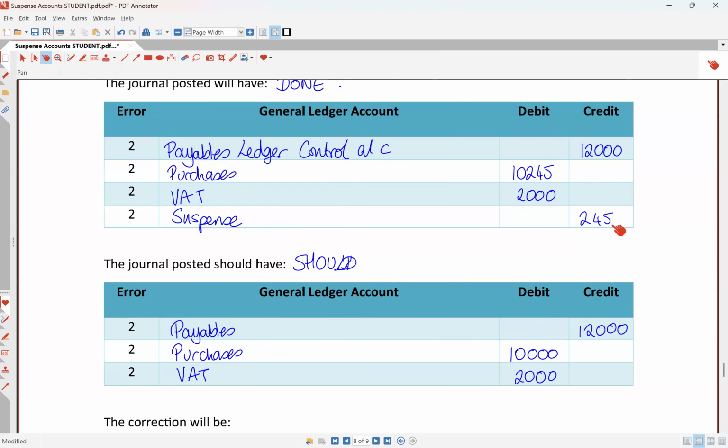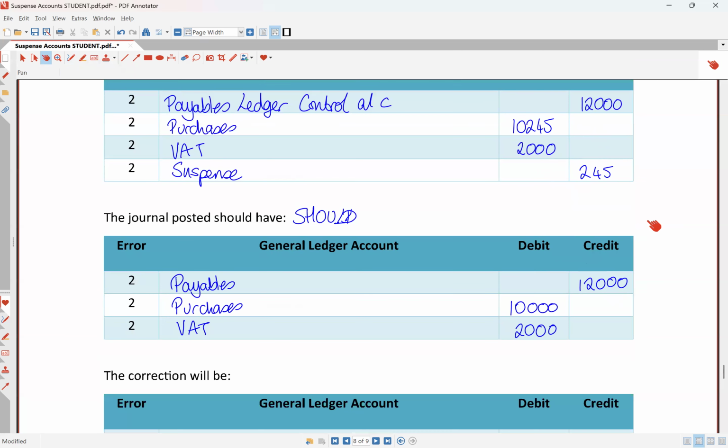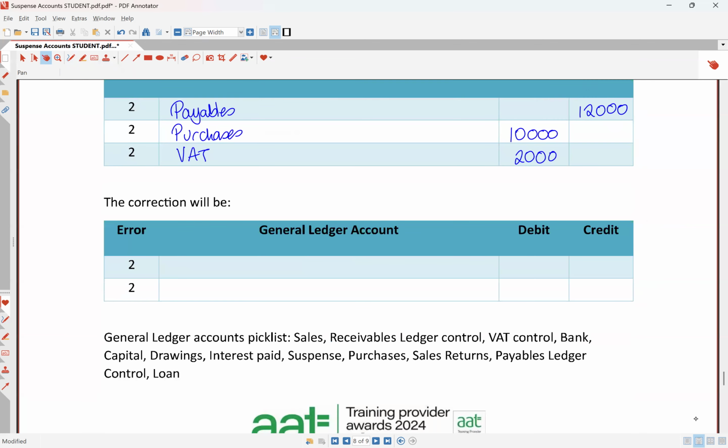So what do we need to do? I need to remove this issue. So if I debit the suspense, that removes that posting, credit my purchases, and that will remove the issue. So I would debit suspense with 245 and credit my purchases with 245. Removing the problem from the suspense account, clearing that balance, and also meaning that the figure in the purchases account is now showing as correct.